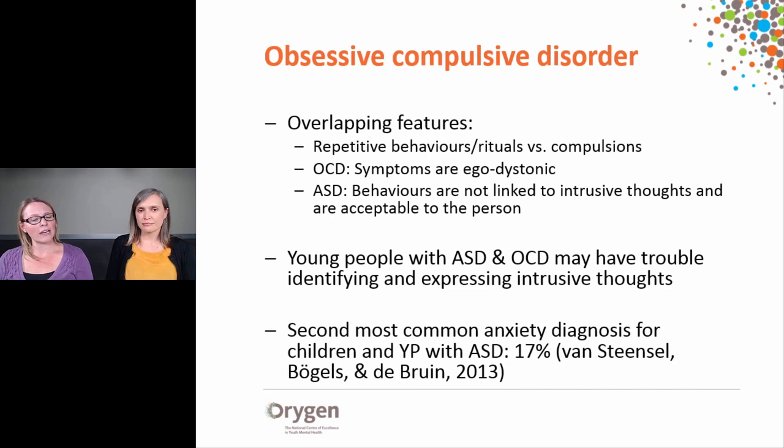So it can be helpful to try and understand what the person's experience of these behaviours is, and what their drive is to engage in these rituals. We know it can be tricky to differentiate because young people with ASD and OCD both might have trouble identifying and expressing intrusive thoughts, talking about what's happening for them, and engaging in self-report. But we do know that this is a very common comorbidity. In fact, the literature says it's the second most common anxiety diagnosis for children and young people with autism spectrum disorder. So it's pretty common.